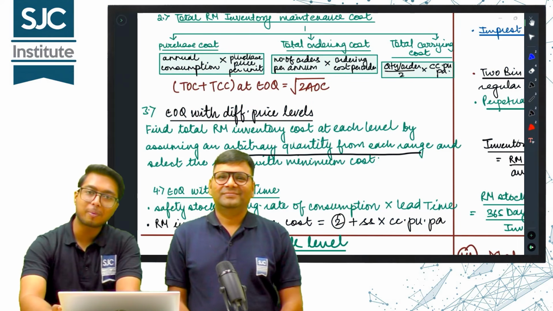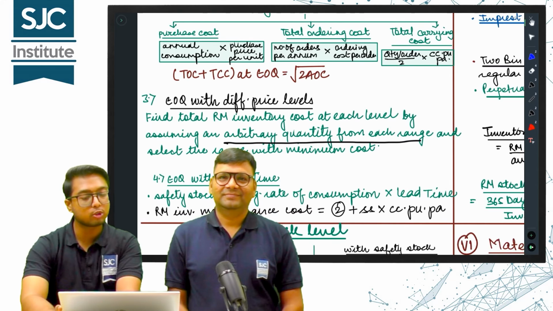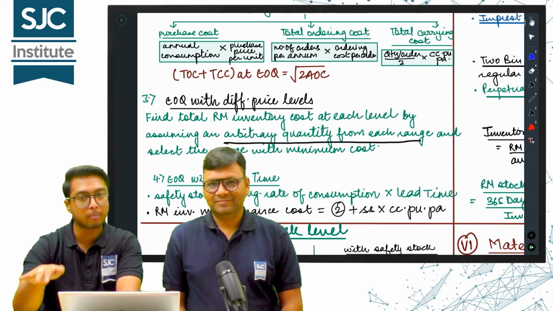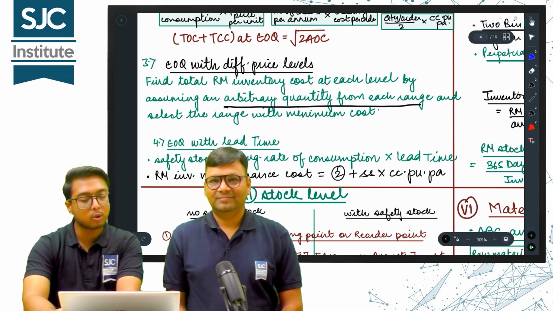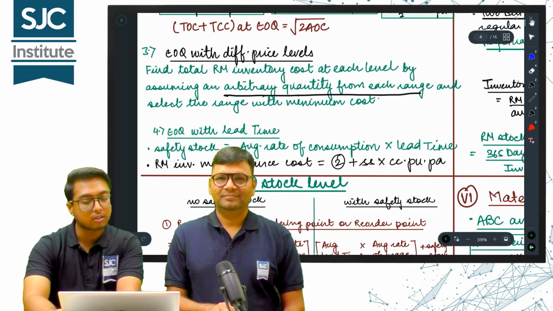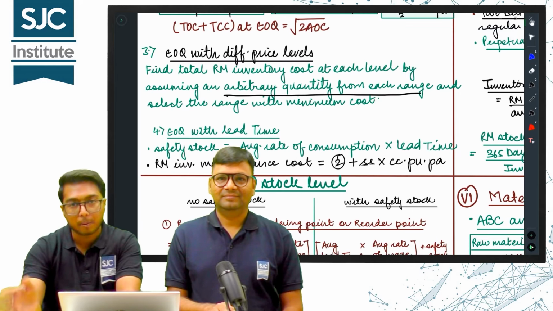Now, EOQ with different price levels. Find total raw material inventory cost at each level by assuming an arbitrary quantity from each range and select the range with minimum cost. Now, EOQ with lead time. Safety stock is equal to average rate of consumption into lead time. Raw material inventory maintenance cost is equal to step 2 plus safety stock into carrying cost per unit per annum.